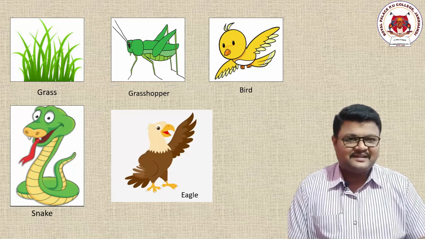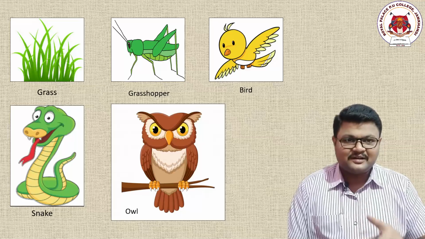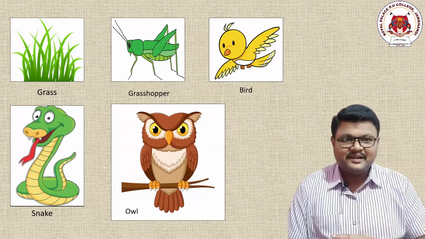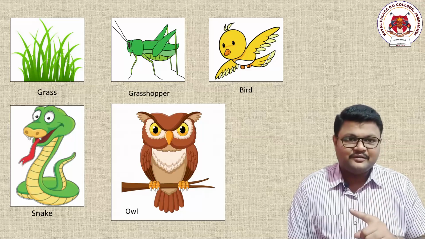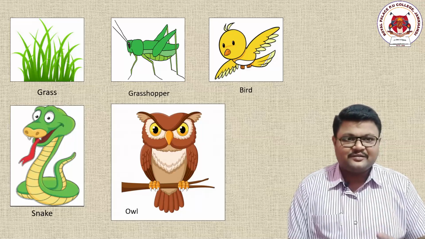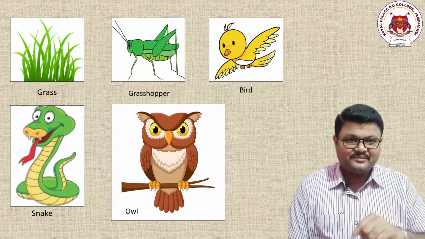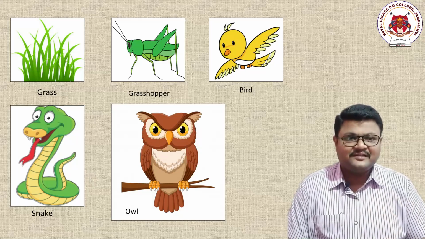It's very simplistic in nature. I have explained the process from the grass, grasshopper, bird, snake, owl. Grass is a producer and owl is the topmost consumer. So the energy transferred from grass to the owl through a series of organisms in between. This is called as food chain.